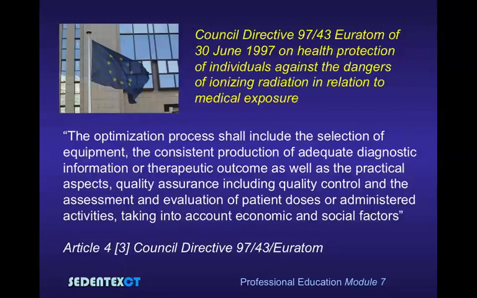The Council Directive also stated that the optimization process shall include the selection of equipment, the consistent production of adequate diagnostic information or therapeutic outcome, as well as the practical aspects, quality assurance including quality control, and the assessment and evaluation of patient dose or administered activities, taking into account economic and social factors. In this module, we'll be dealing very specifically with the selection of equipment and equipment exposure factors. In the next module, we'll be looking more closely at quality assurance.